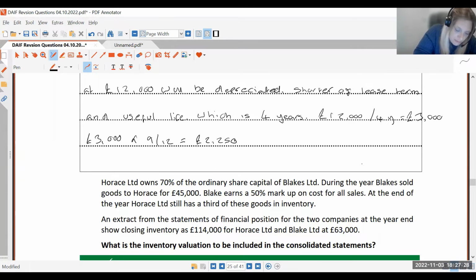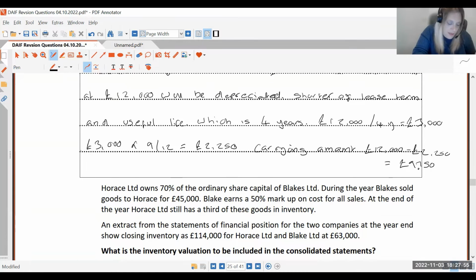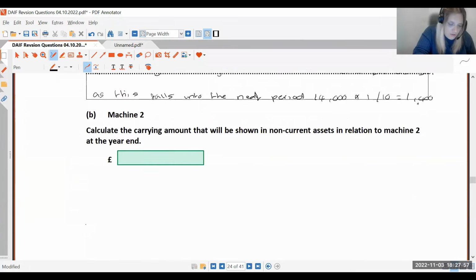So the carrying amount is £12,000 minus 2,250 equals £9,750. That's how much should be showing in our non-current assets in relation to machine 2.